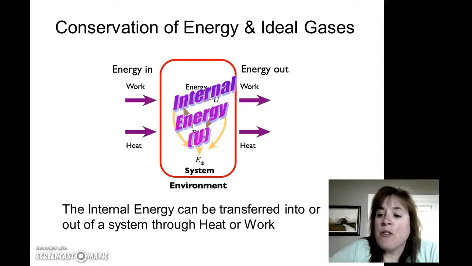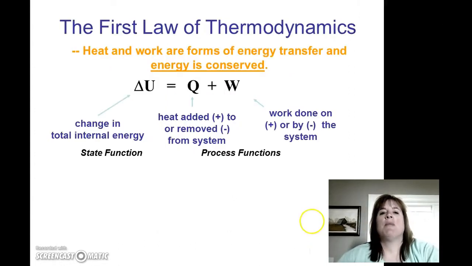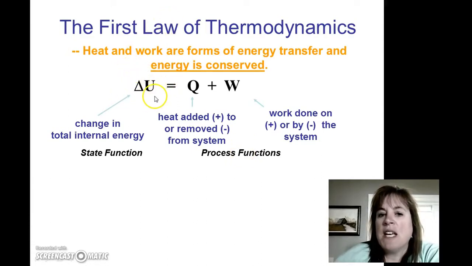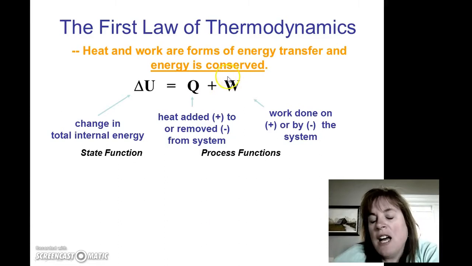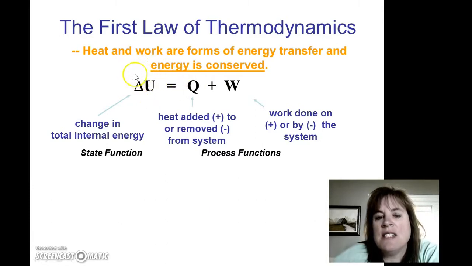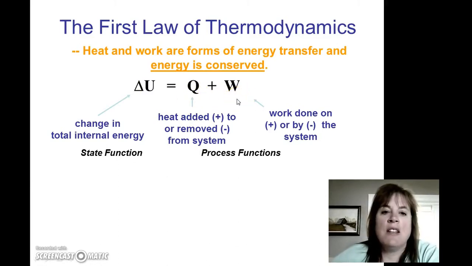So the first law of thermodynamics is actually the mathematical statement of this. It says that if I change the total internal energy of my system, I do that either through adding or removing heat, or doing work on the gas, or the gas doing work. So the internal energy is really a state function, whereas these are processes. They're the flow of energy either into or out of the system.